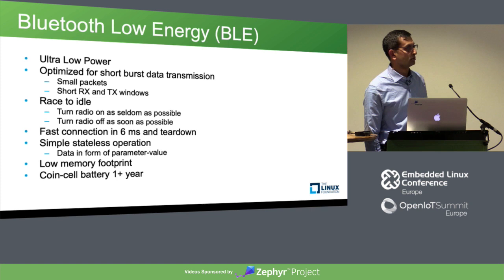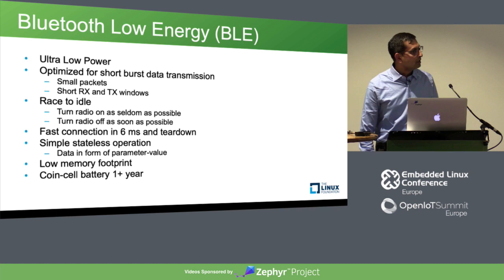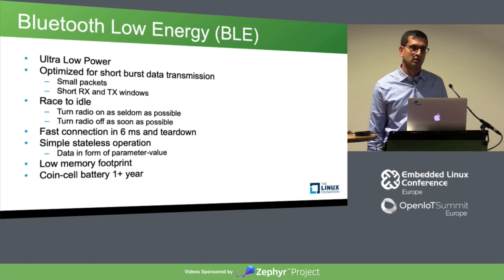It was supposed to have a low memory footprint. I think the thesis that introduced Bluetooth Low Energy, Wibree, basically mentioned that the whole implementation could be done in 4 kilobytes of ROM. But that was then. You should be achieving over a year of battery life on a coin cell, like a CR2032 cell.